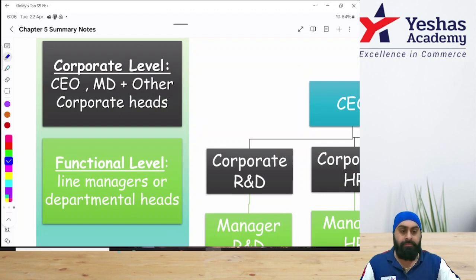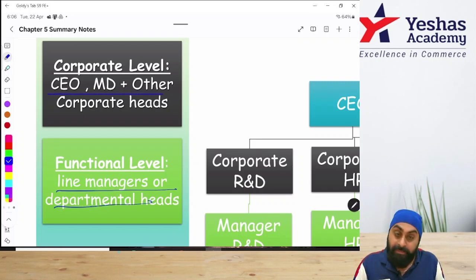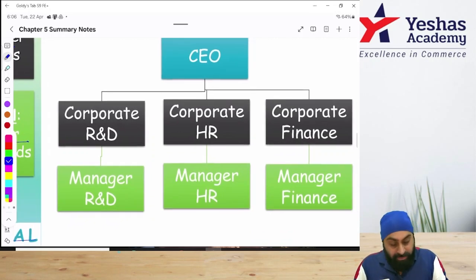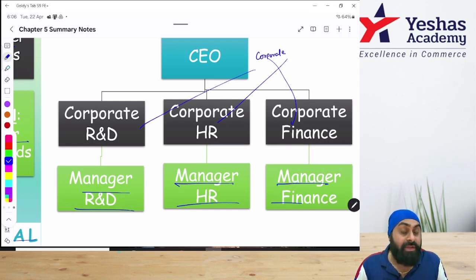One moment. So, in a functional structure, there are two levels of management. What are the two levels? One is called the corporate level, and one is called the functional level. Corporate levels are the CEO, MDs, and others. Functional levels are the line managers, or departmental heads. So, how does it flow in the structure? There is a CEO, who also comes under the corporate level, and there are corporate heads. These managers at the functional level, since they are following a function of an organization, are called functional level managers.